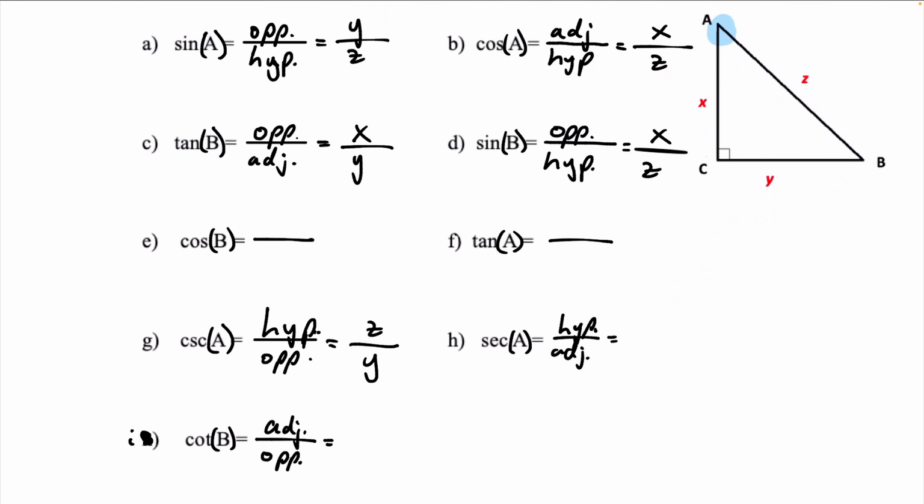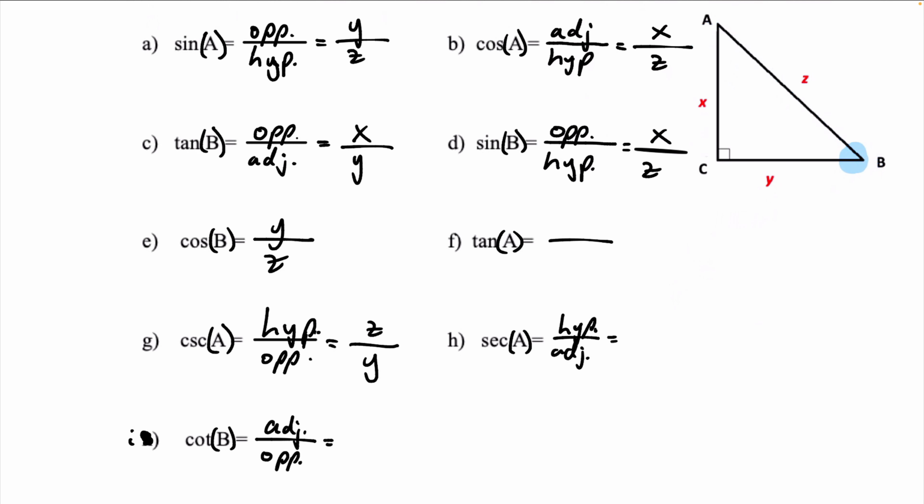So for letter E, down here. And then cosine we said is adjacent over hypotenuse. So adjacent would be Y, hypotenuse would be Z. So Y divided by Z, or Y over Z. Tangent we said was opposite over adjacent.